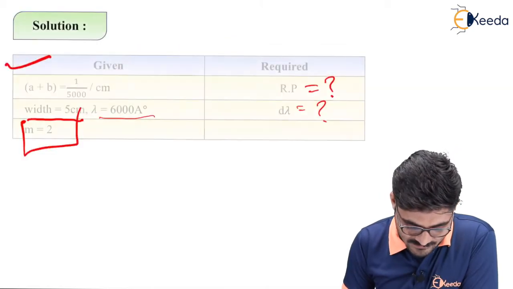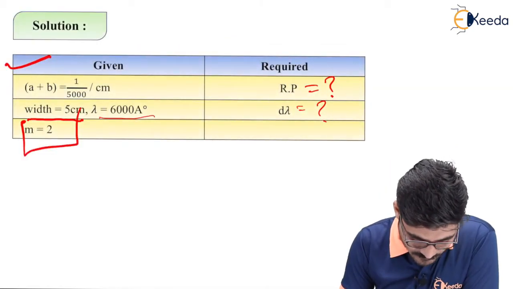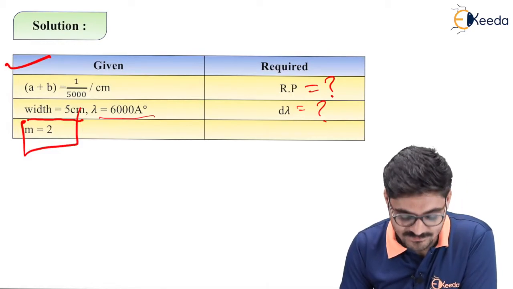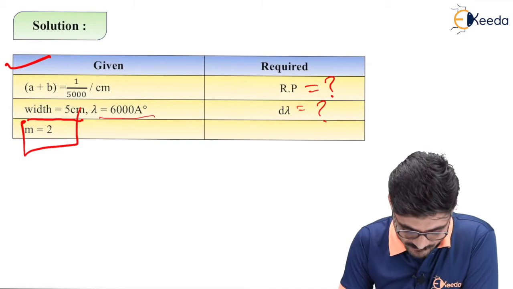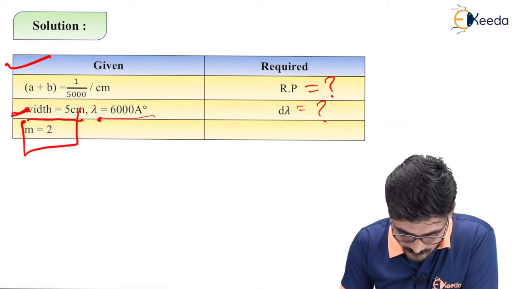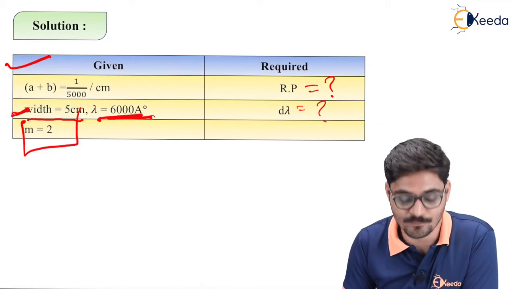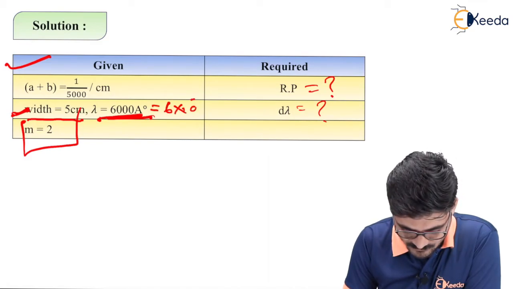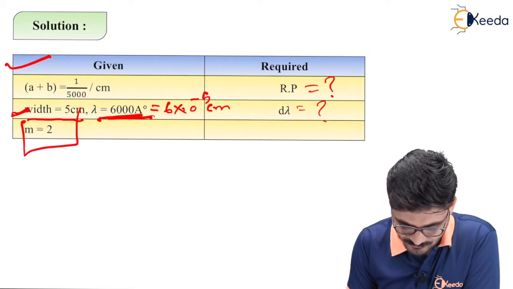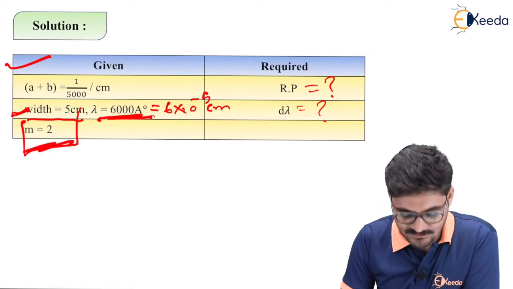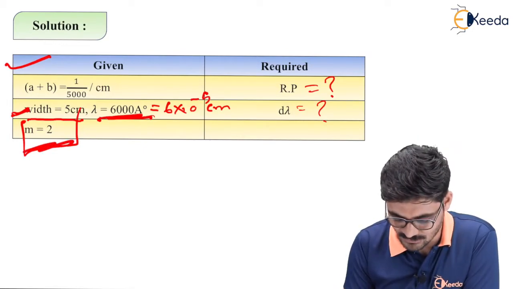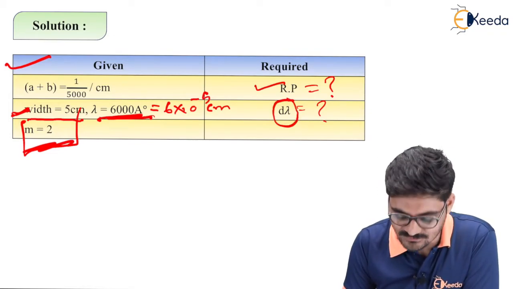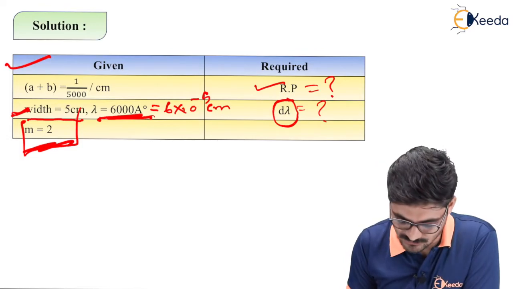So our given data is: A plus B is 1 upon 5000 centimeter, that is the grating element is 1 upon 5000 centimeter, total width is 5 centimeter, wavelength is 6000 Armstrong, which we convert into 6 into 10 raised to minus 5 centimeter, and the order given is second order. What we have to calculate is the resolving power and the smallest wavelength that can be resolved.